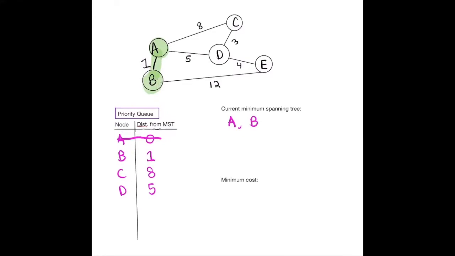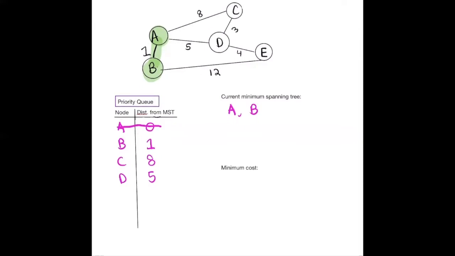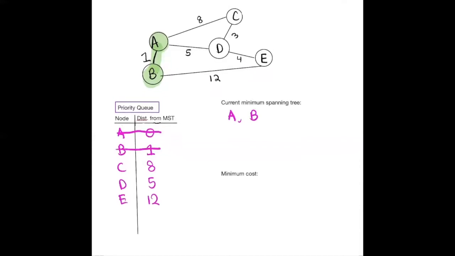So now we'll look at B's neighbors, which are A and E. A has already been added into the MST, but E hasn't. So I will add E into the priority queue, and it has a distance of 12. So now we can cross out B since its neighbors have been added, and we'll repeat the same process.